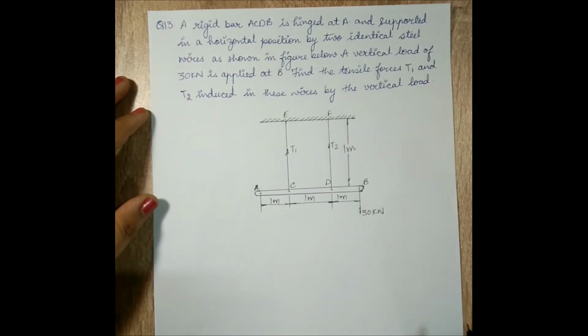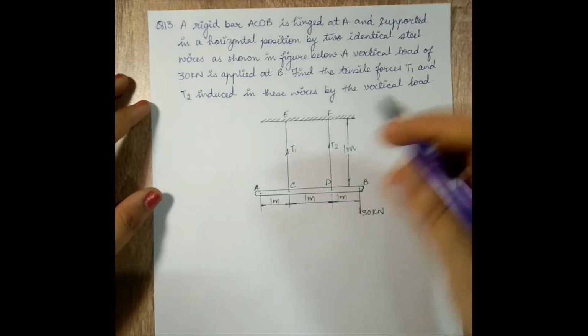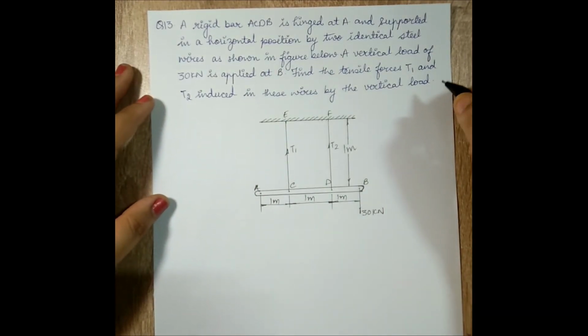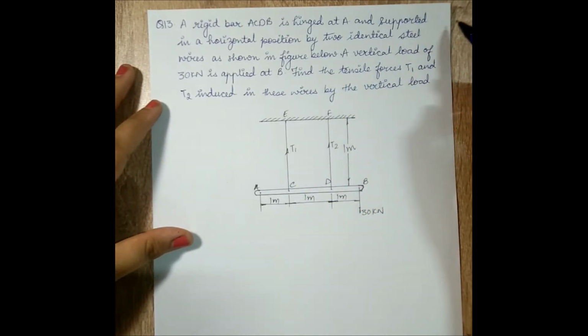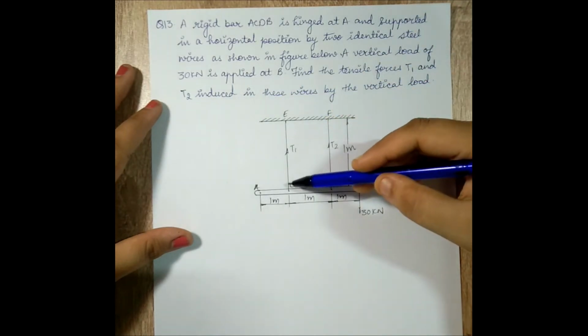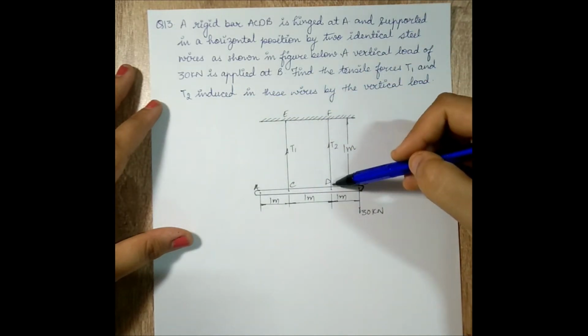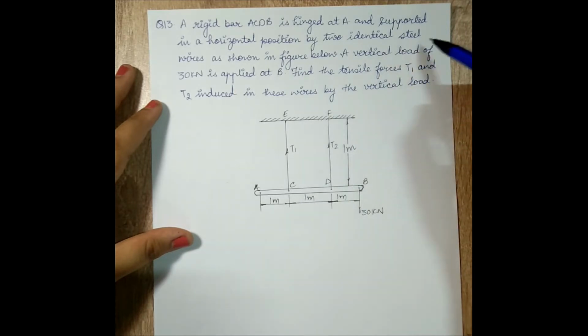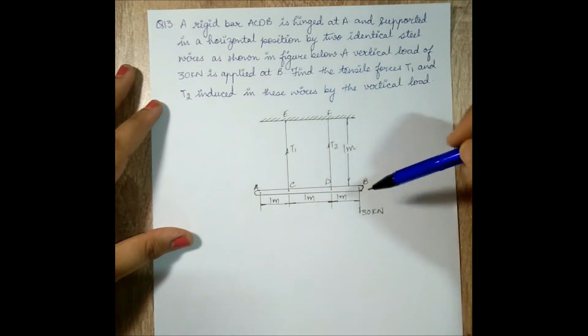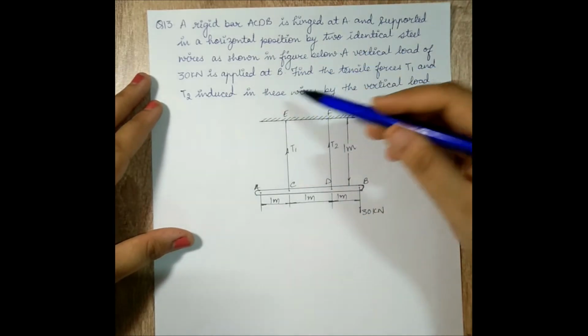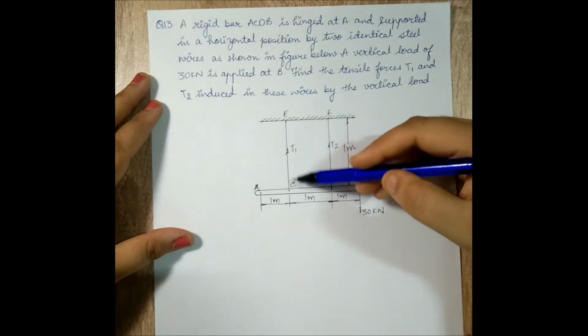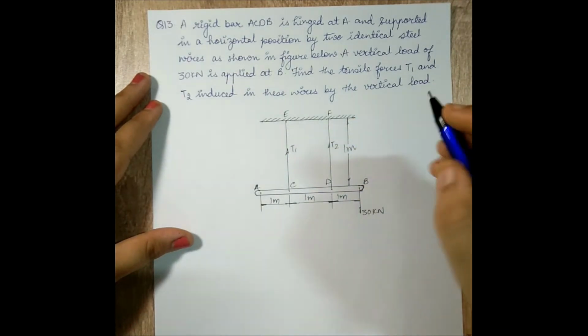I'm going to solve the last two problems on bars with varying cross section or being loaded differently at various junctions. So let's read this problem. A rigid bar ACDB is hinged at A and supported in a horizontal position by two identical steel wires as shown in the figure below. So these are the two steel wires EC and FD. A vertical load of 30 kN is applied at B, as you can see. Find the tensile forces T1 and T2 induced in these wires by the vertical load. So I have to find T1 and T2, the tensile forces.